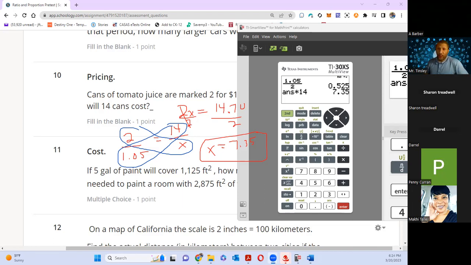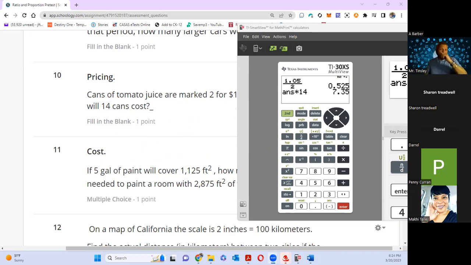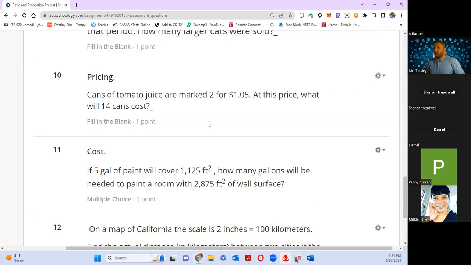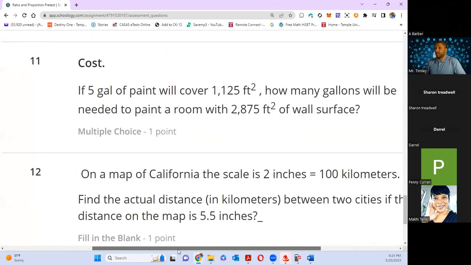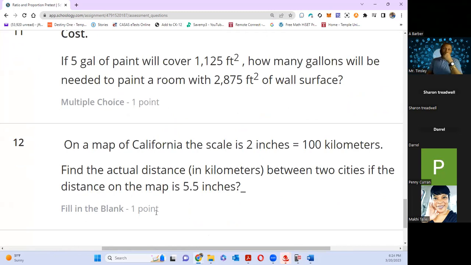Now, let's look at a word problem. Oh, Mr. Tinsley, I know when I'm in class, I know how to do proportions. I know how to set it up. But when I get a word problem, Mr. Tinsley, I don't know what to do. Let's look at number 11. If a 5-gallon can of paint will cover 1,125 square feet, how many gallons will be needed to paint a room that's 2,875 square feet of wall surface? Oh my goodness, I don't even know how to do that problem, Mr. Tinsley. Can anybody help me?